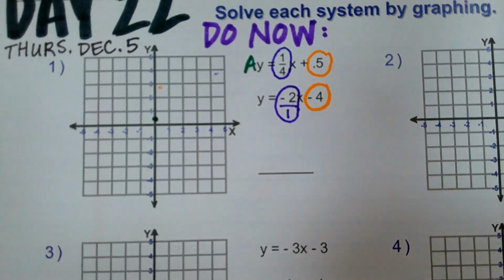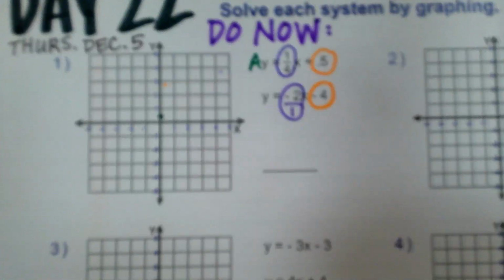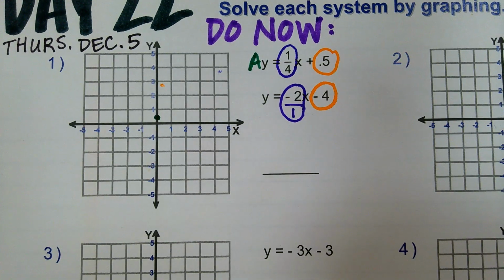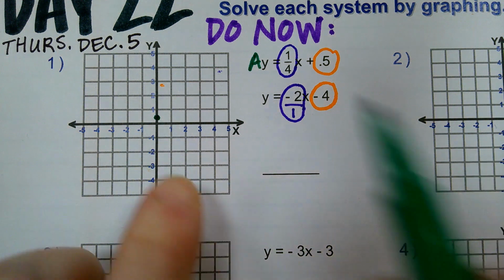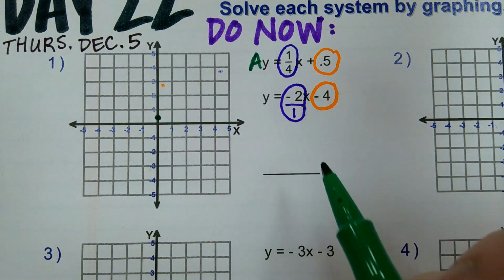Let's see. Am I recording? Let's check. I think I am. I don't see the little tiny... Yes, I am. Good. Hey, it's always good to check. Always good to check.